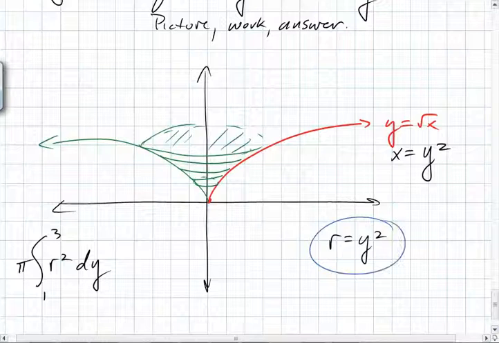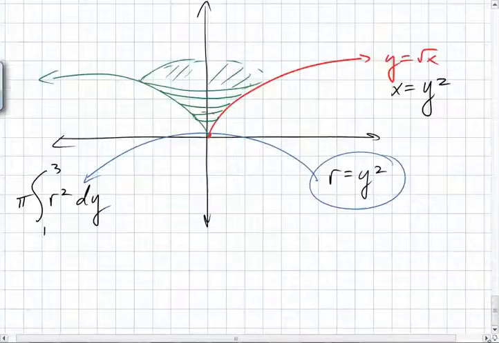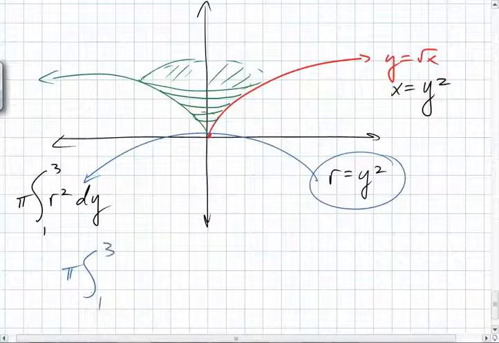Where are you plugging it in? Right there. So you have pi integral from 1 to 3 of y to the dy. That's correct. Yeah, absolutely.